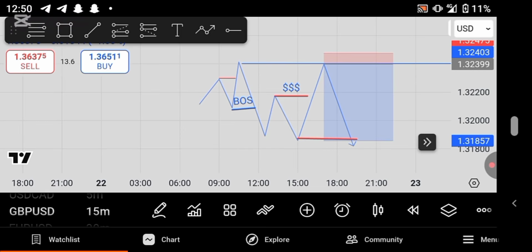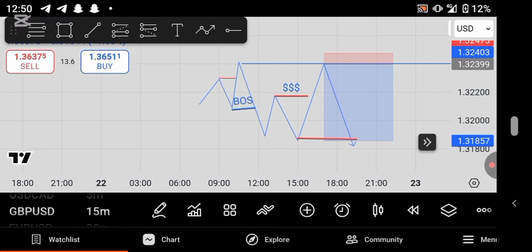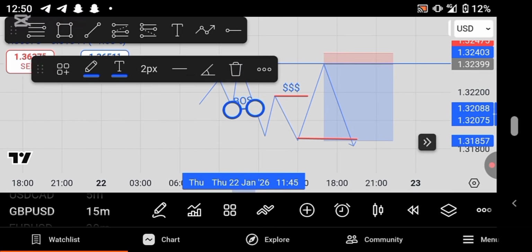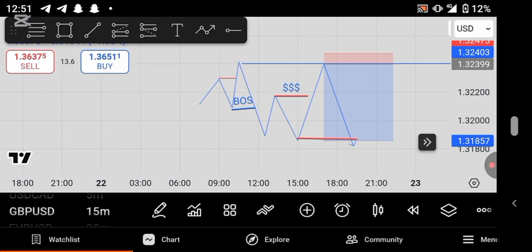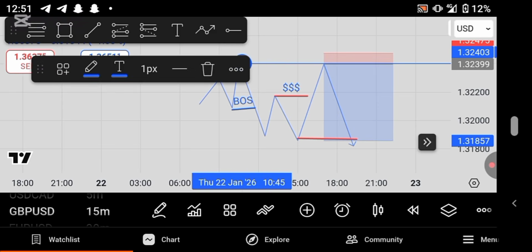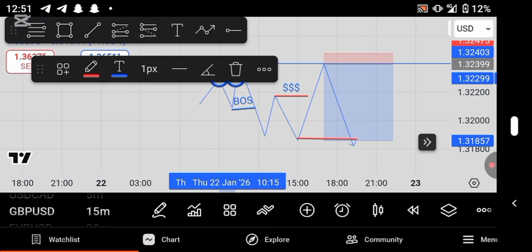Let me restate the qualities of a good POI. First, it must sweep liquidity. Second, it must break structure. Third, it must leave a liquidity resting below or above the POI. And lastly, you'd mark your POI and wait for price to do its thing. So without further talks, let's see it in the chart.